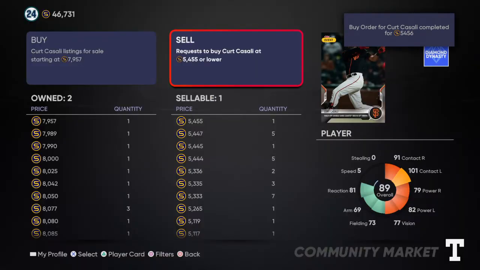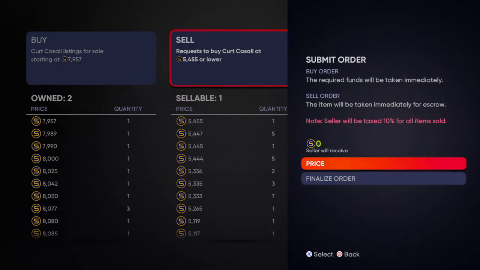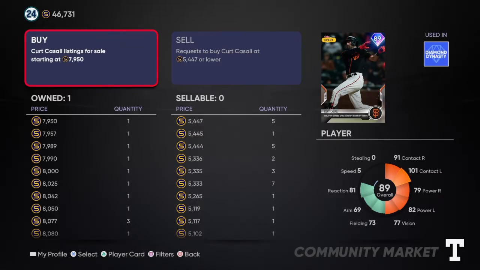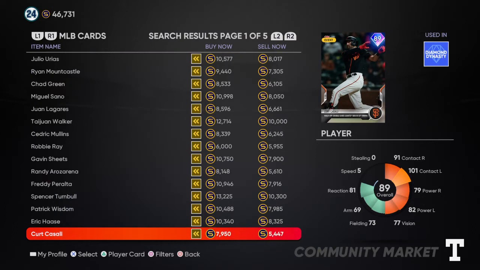And then I would put in a sell. It cost me 5,456 stubs, and now I'd create a sell order for 795, so I would make about 1,500 stubs just for that. Then you can see it went to the top of the buy now. So now when somebody buys him, I'll get 7,100 stubs.